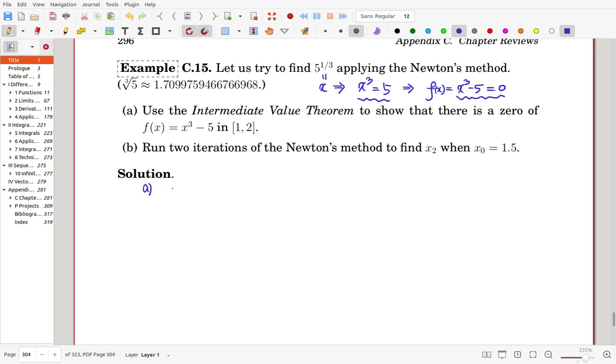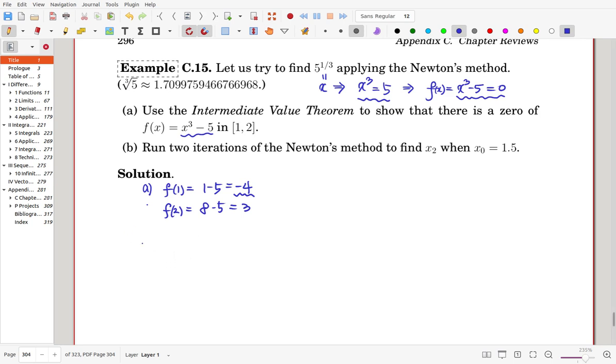Now f of 1 is 1 minus 5, which is minus 4, and f of 2 is 8 minus 5, which is 3. At the left end the value is negative 4, and at the right end the value is 3. That is a continuous function, so somewhere between 1 and 2 the function value must be 0 by the intermediate value theorem.